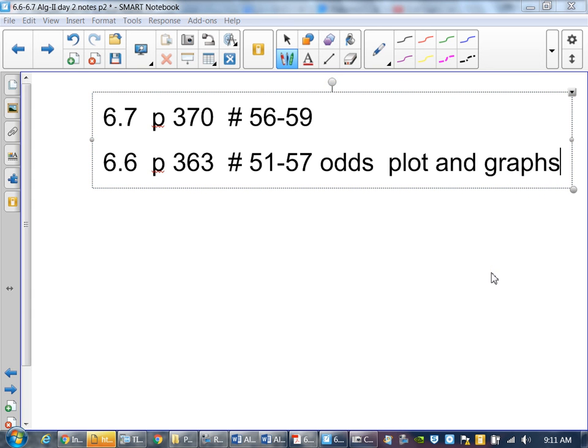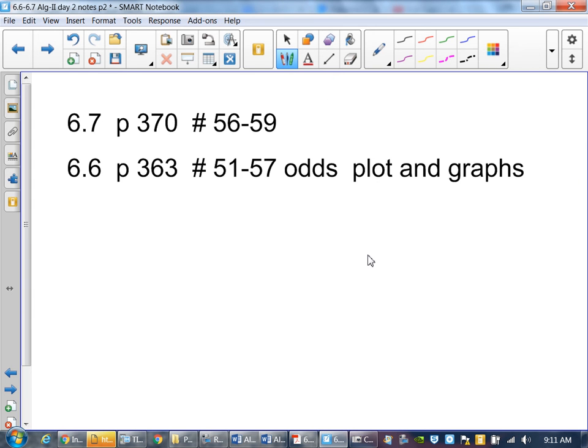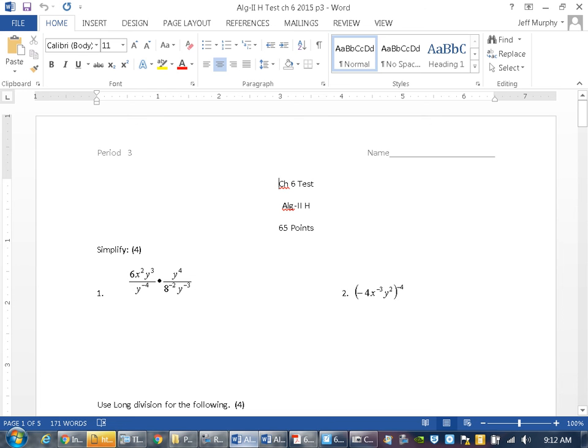Does that make sense when I say plot and graphs? Remember what we just did in class? Plot the zeros. I know it was a long time ago. But what I mean by that is, for those 4 problems, I just want you guys to practice plotting the zeros and graphing your end behavior.